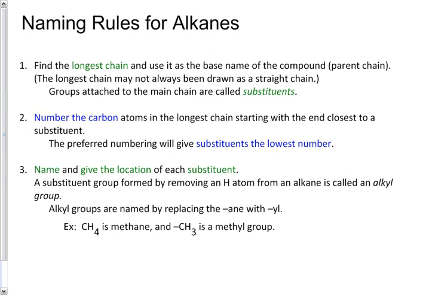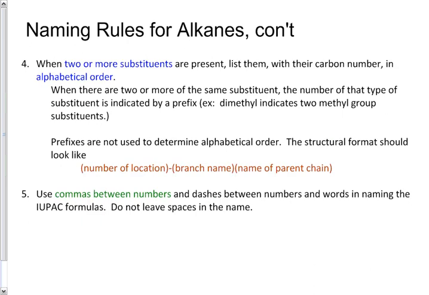Then what you want to do is name and give the location of each of the substituents. If you have a substituent or a group that is hanging off the parent chain that has 1 carbon in it, it is called a methyl group. If the substituent has 2 carbons, it would be an ethyl group because of the prefixes meth meaning 1 carbon, eth meaning 2 carbons.